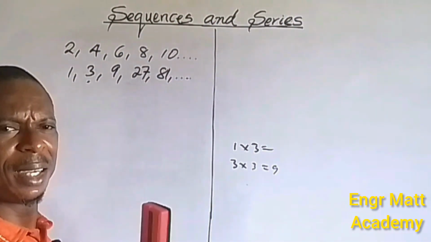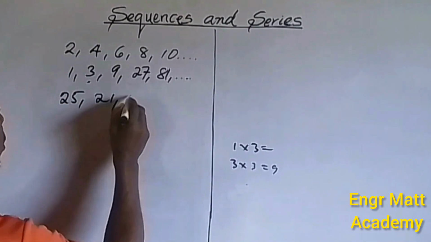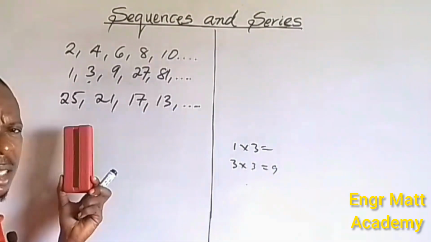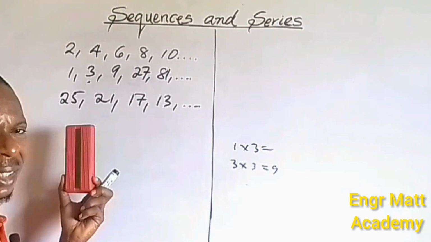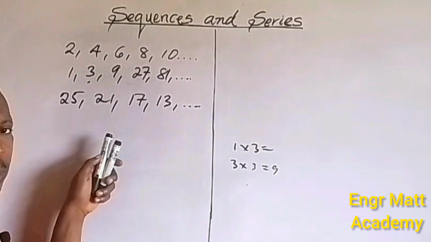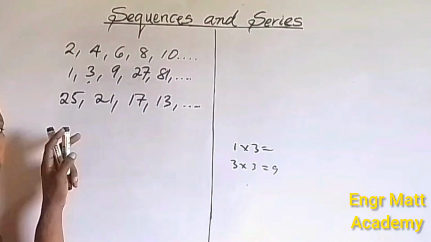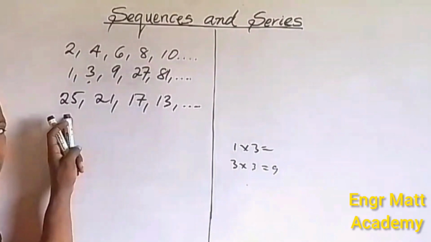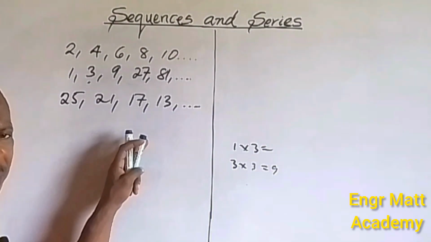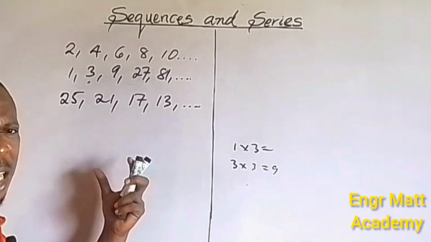Let's consider another list of numbers. 25, 21, 17, and 13. Is this a sequence? Let's find out. Obviously, these numbers are arranged in a particular order, and we call this a descending order because we are moving from a bigger number down to a smaller number. So that is the order, and we say this is a descending sequence. But is there a pattern?